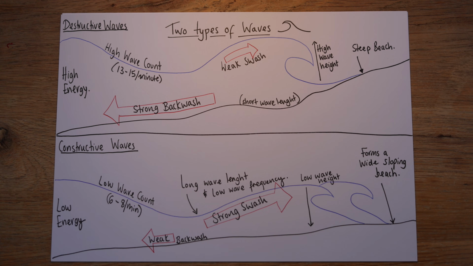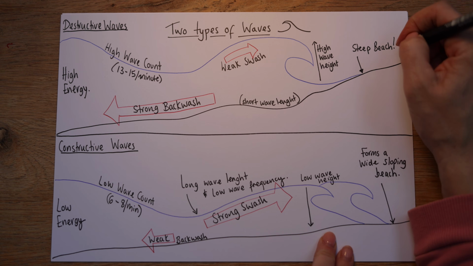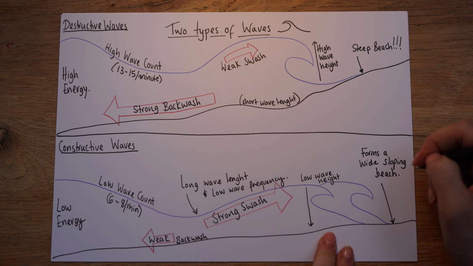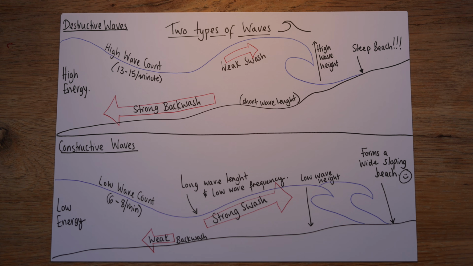Okay, so fewer waves. So there you go, that's your quick guide to the two different types of waves and how they form the beaches. So we have this very, very steep beach here, that's quite angled, whereas we get this nice sloping beach from a constructive wave.